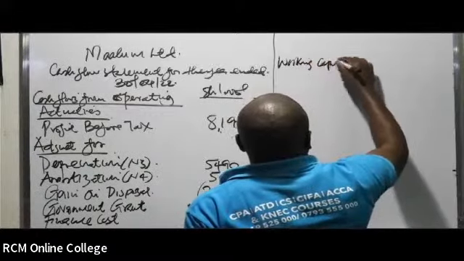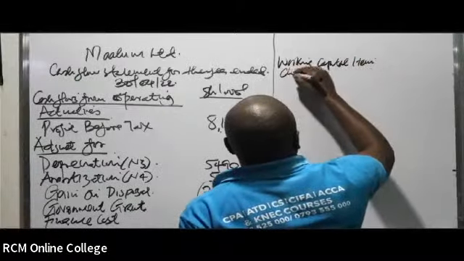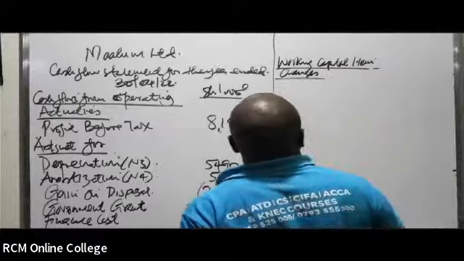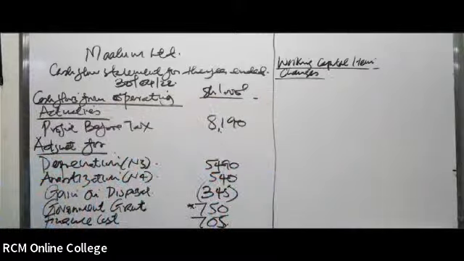Working capital item changes, we can consider them. So we have trade receivables, inventory, and trade payables. For the inventory, there was an increase.